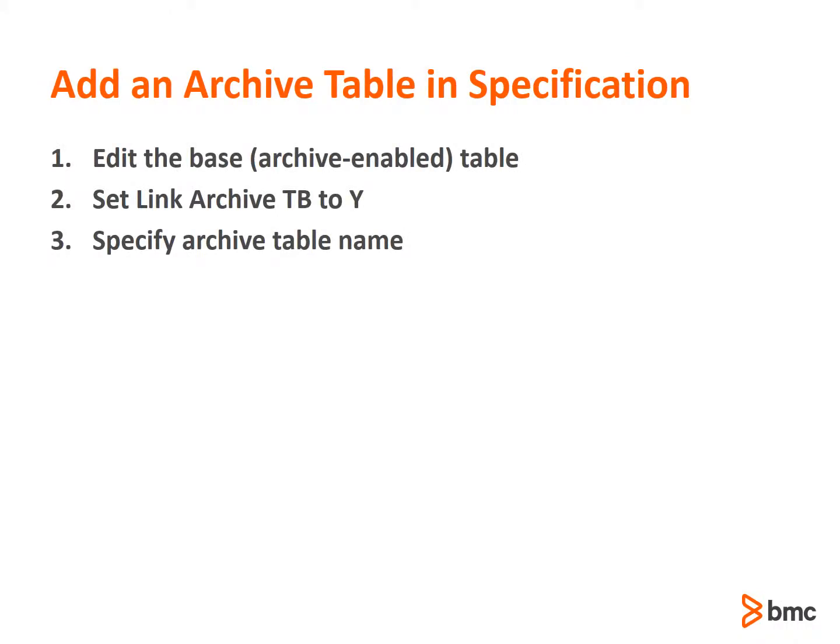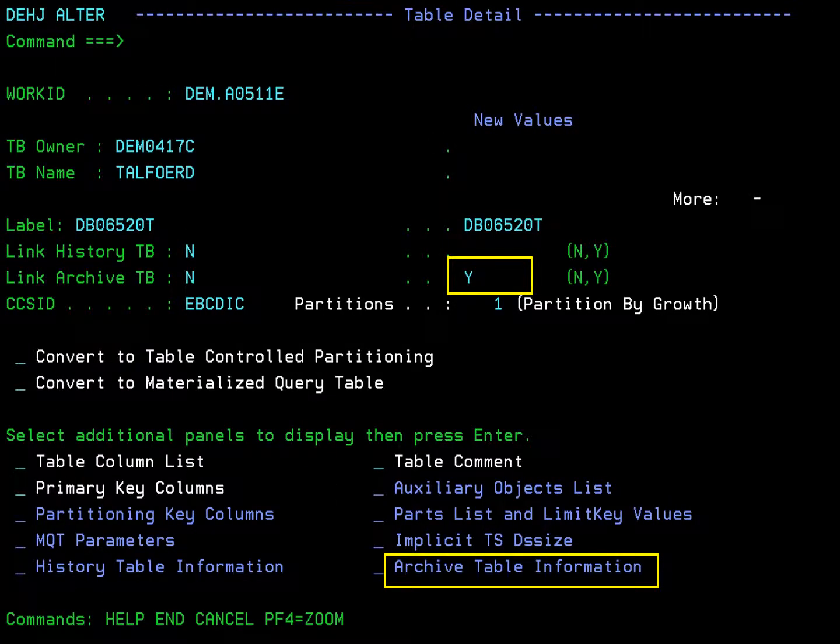The following slides will show you how to link an archive table in Change Manager. You edit the table that you want to be the archive-enabled table, indicating you want to link it to another table and specify the archive table name. To link an archive table, first change the new value for the link archive table from N to Y. Note that at this point the archive table information field is protected, so you cannot select it.